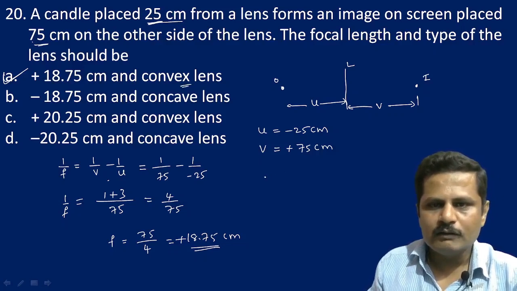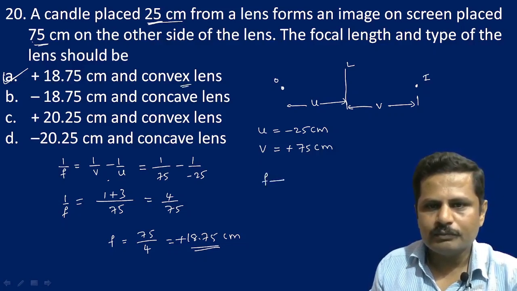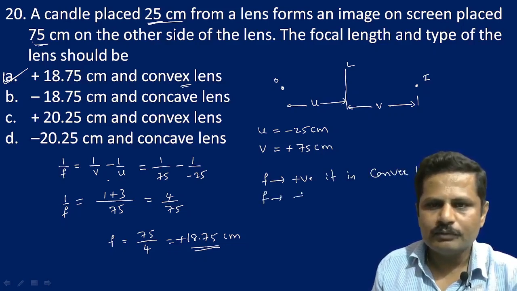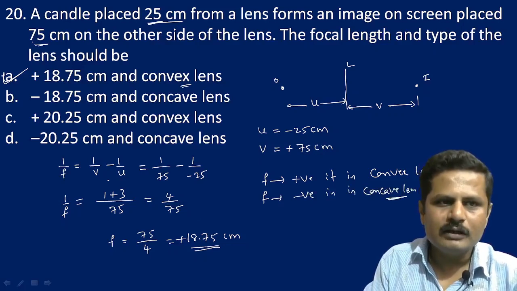We know that if the focal length is positive, it is a convex lens, and if it is negative, then it is a concave lens. Okay, so option A is the right answer.